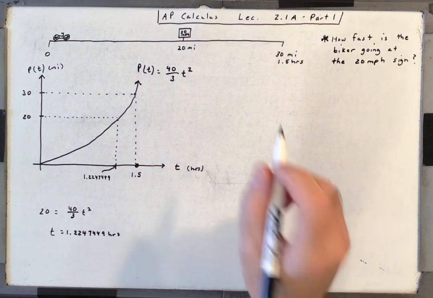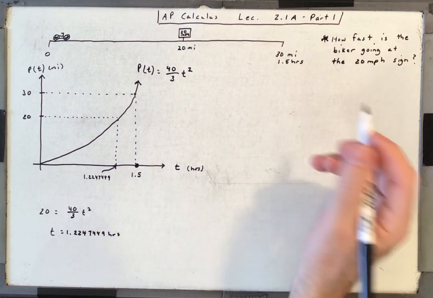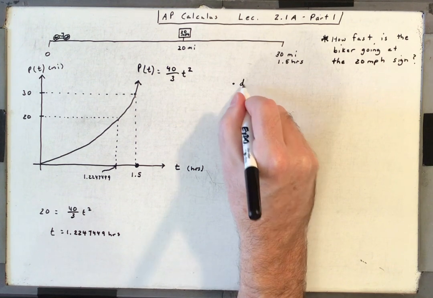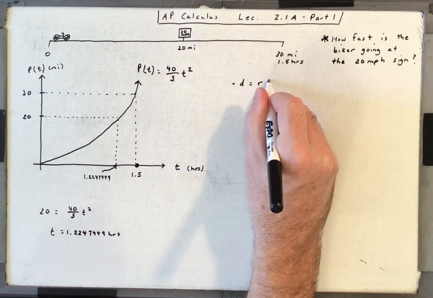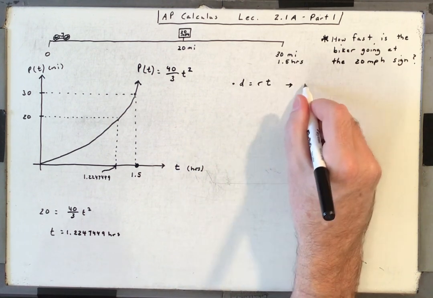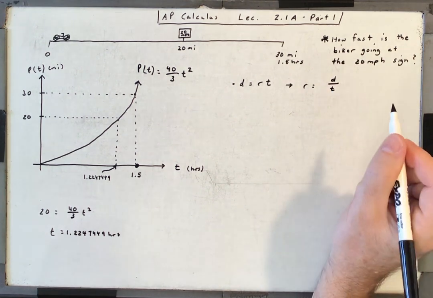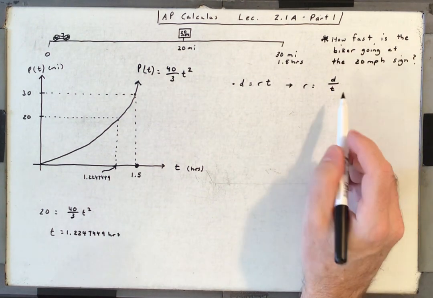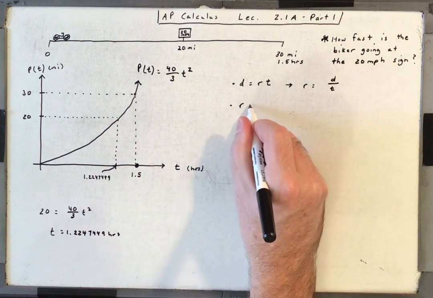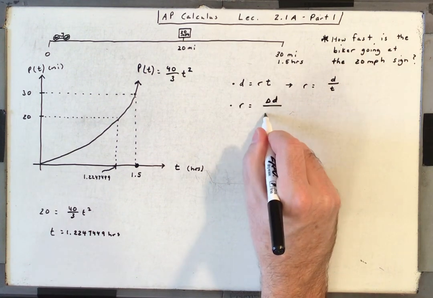Okay, so what we want to do is get the rate. And we know that distance equals rate times time, right? So if we want to get the rate, that means the rate is equal to distance over time. But it's really not just distance over time. It's actually the rate of the bicycle is the change in distance over the change in time.